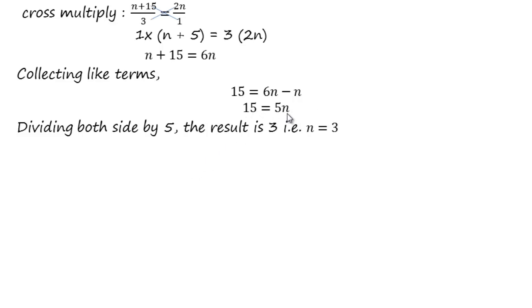Because to get n, make n the subject of the formula, you can divide both sides by 5. You are now going to get n to be 3, because 15 divided by 5 is 3. Therefore, the number is 3.